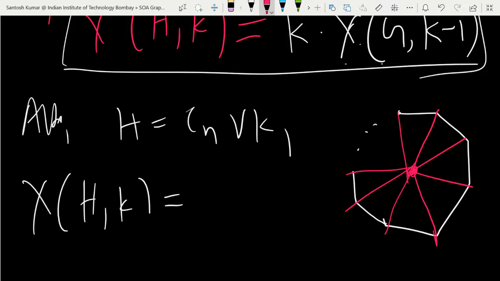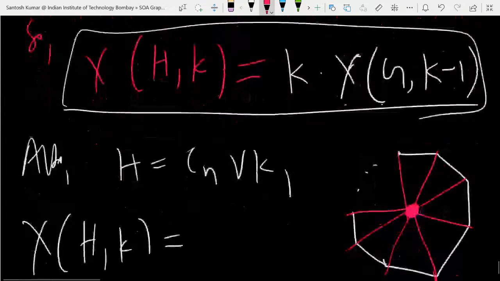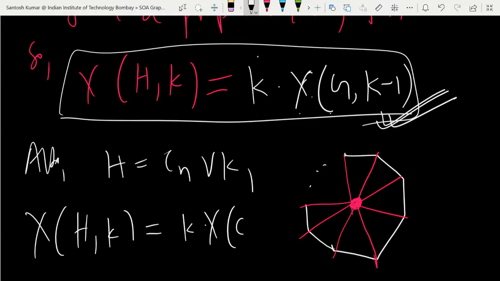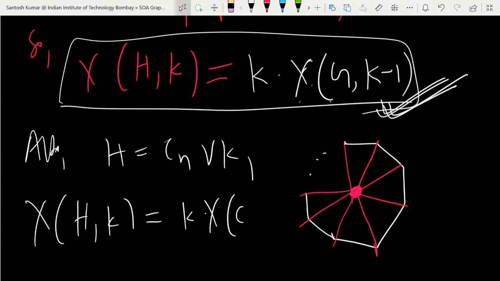So total choices for this vertex is what? Let's use the same formula, okay? K into K chi of... no, actually that will make the problem. K into... So you use this formula, okay? Because number of Cn K minus 1. Yeah, Cn K minus 1.